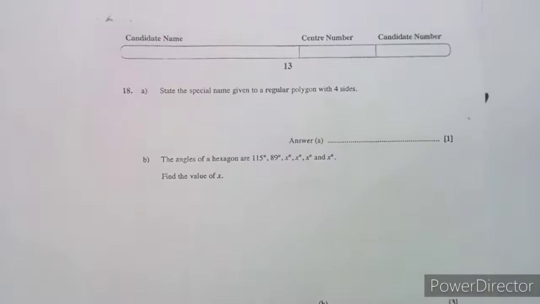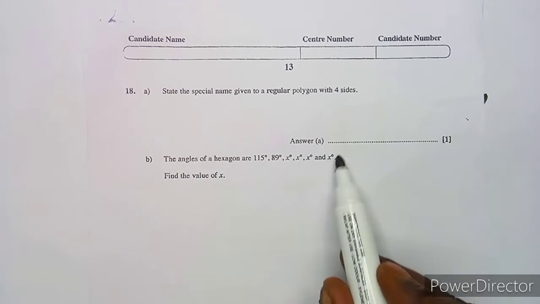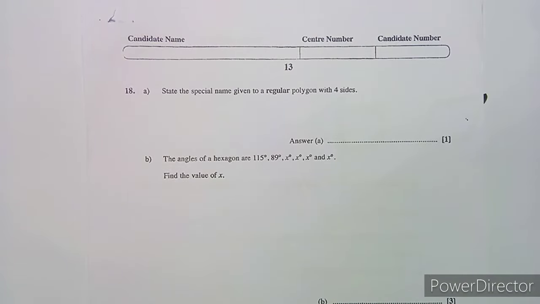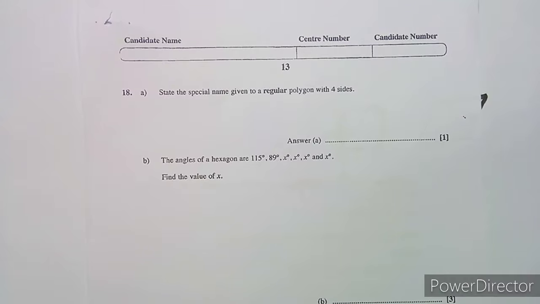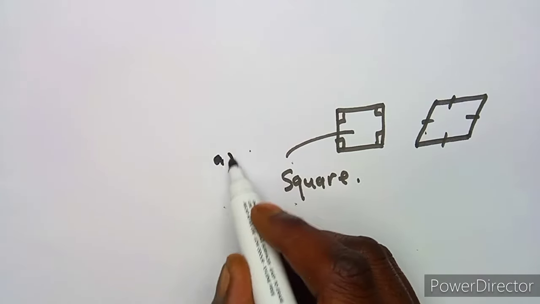All right, so here's a square. The angles of a hexagon are, so these are the angles of a hexagon that we are given. Then you're asked to find the value of x. So what can we do? These are the interior angles of a hexagon. So we simply need to know the sum of the interior angles of a hexagon, whether it's regular or not. We just need to know the sum so that we can equate that to the sum. Okay, so that's it, guys. So let us find the sum.